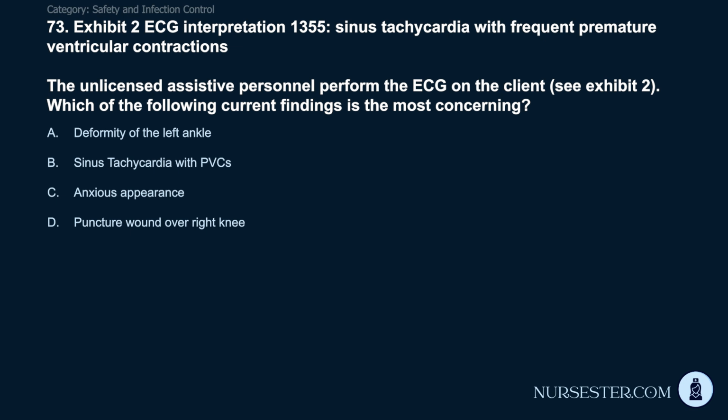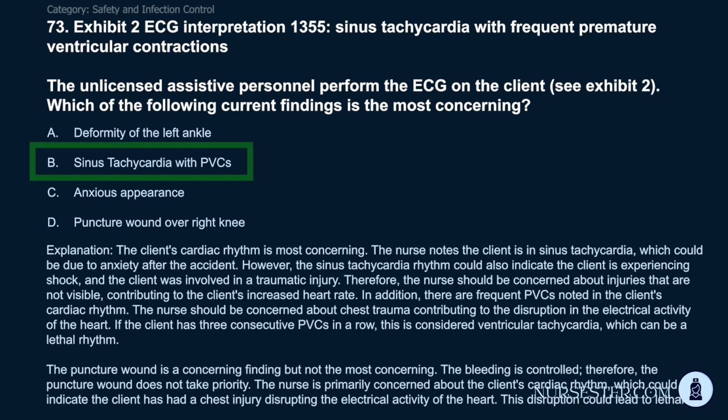73. Exhibit 2, ECG Interpretation 1355. Sinus tachycardia with frequent premature ventricular contractions. The unlicensed assistive personnel perform the ECG on the client. See Exhibit 2. Which of the following current findings is the most concerning? A. Deformity of the left ankle. B. Sinus tachycardia with PVCs. C. Anxious appearance. D. Puncture wound over right knee. Correct answer, B. Sinus tachycardia with PVCs. The client's cardiac rhythm is most concerning.